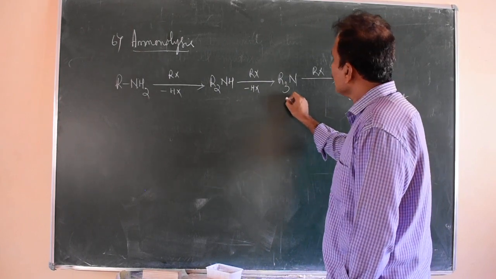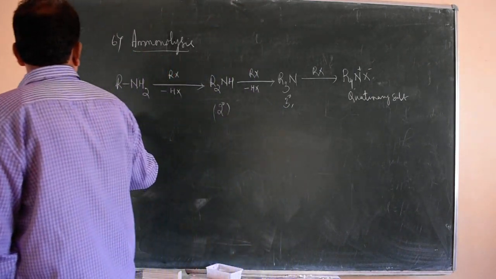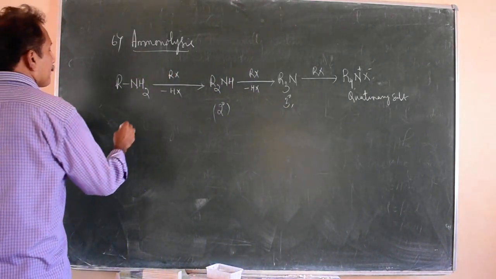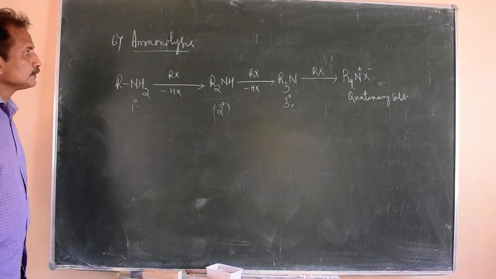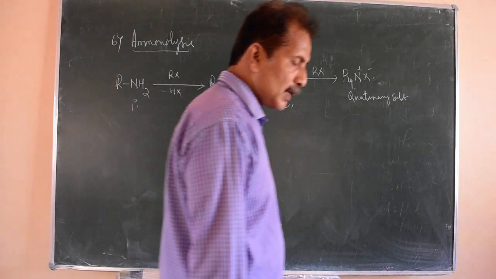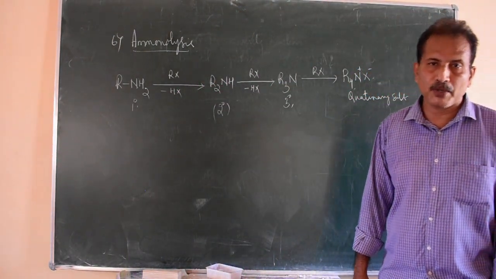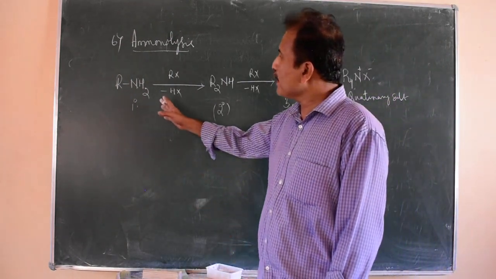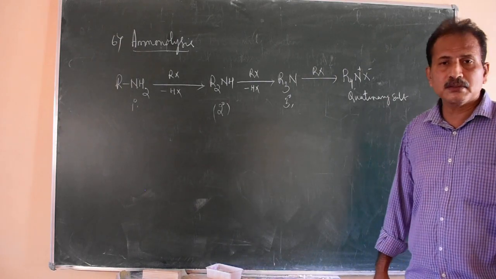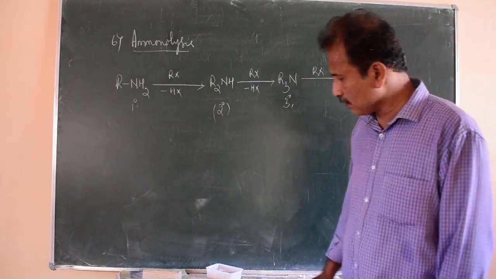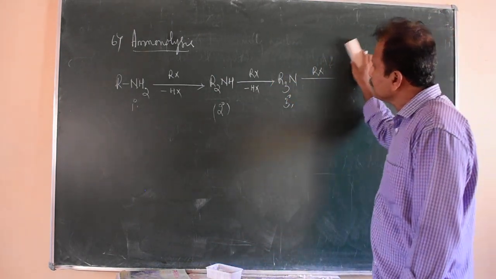So this is your tertiary amine, this is your secondary amine, this is your primary amine. This reaction is called ammonolysis, the breakage of the C-X bond in an alkyl halide using ammonia. It's a nice way of converting a primary amine to a secondary amine to a tertiary amine, and then you get a quaternary salt. Okay, so this is ammonolysis.